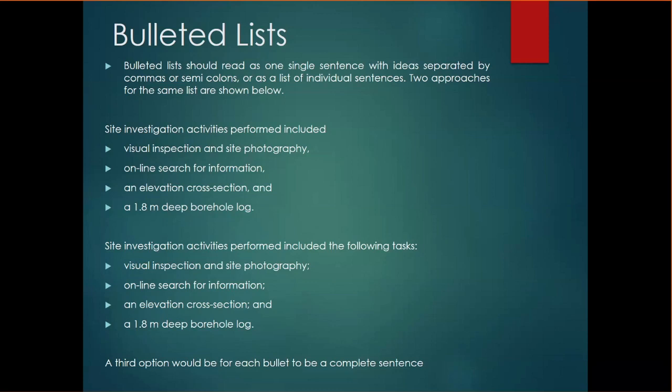So the first option just shows when your ideas are separated by commas, and the second option shows when your ideas are separated by a colon and then a semicolon. So you would have your first sentence, which would be identifying that you're going to provide a list. So that would have a colon at the end, and then each of your individual ideas after that would be separated by a semicolon. Either of these 3 approaches are considered acceptable.